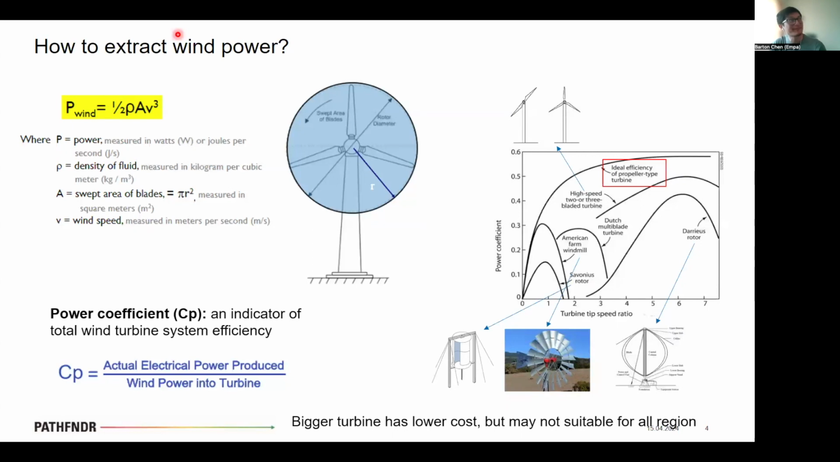Sorry if there's a noise in the background. Okay, so that's roughly about different kinds of wind turbines.